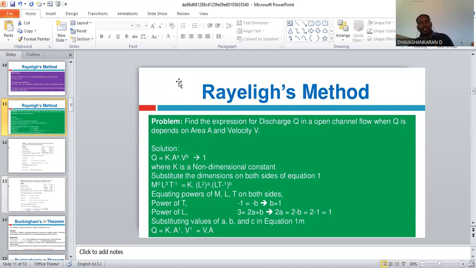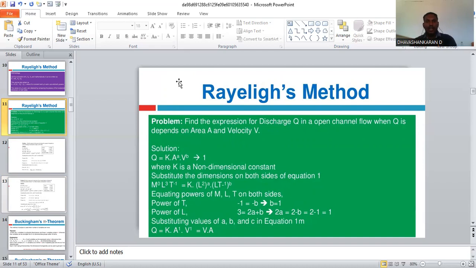Discharge has the symbol Q in an open channel flow. Q depends upon the area A and the velocity V. So the discharge mainly depends upon the area and the velocity. In the solution we write Q equal to K into A power a, V power b, where small a and small b are arbitrary powers.